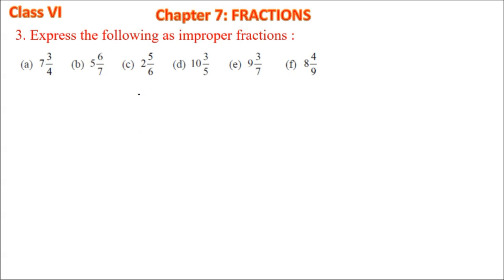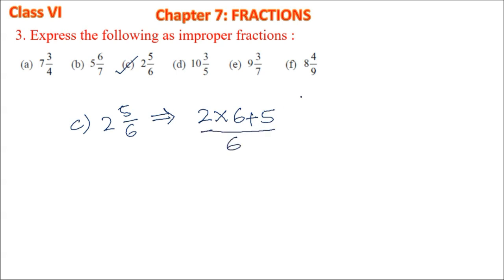Question number 3. They have given mixed fractions. We need to express them as improper fractions. Let me take one of them, say the third one, 2 5 by 6. To express this particular number as an improper fraction, we need to multiply this 2 with 6 and add 5, divided by the same denominator. This 2 times 6 will be 12, added to 5, divided by 6, will be 17 upon 6. So the improper fraction is 17 by 6, which is 2 5 by 6.